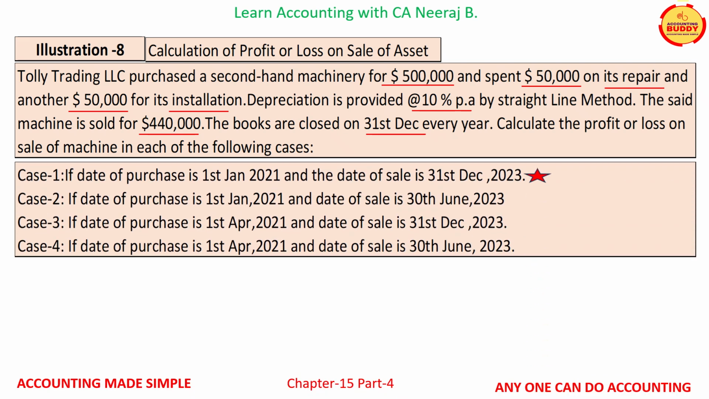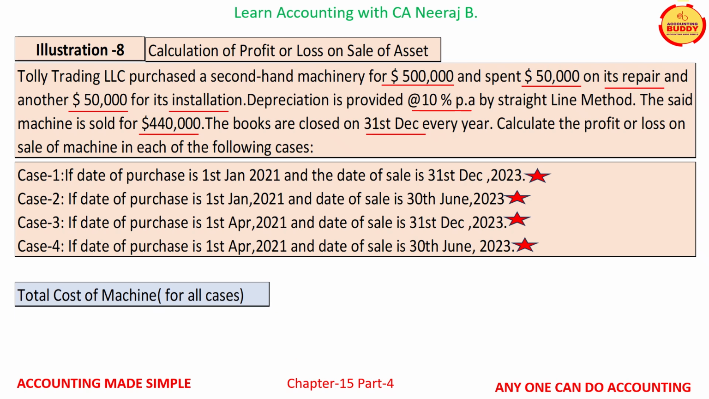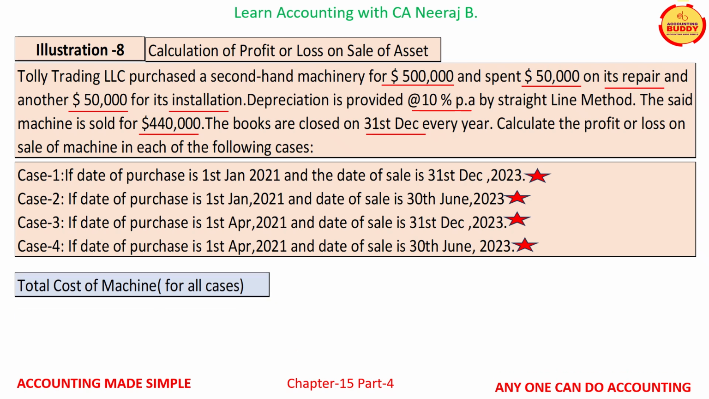Case 1, if the date of purchase is 1st of January 2022 and the date of sale is 31st December 2023. Case 2, if the date of purchase is 1st of January 2021 and the date of sale is 30th June 2023. Case 3, if the date of purchase is 1st April 2021 and the date of sale is 31st December 2023. And case 4, if the date of purchase is 1st April 2021 and the date of sale is 30th June 2023. Let us first calculate the total cost of the machine for all the cases.